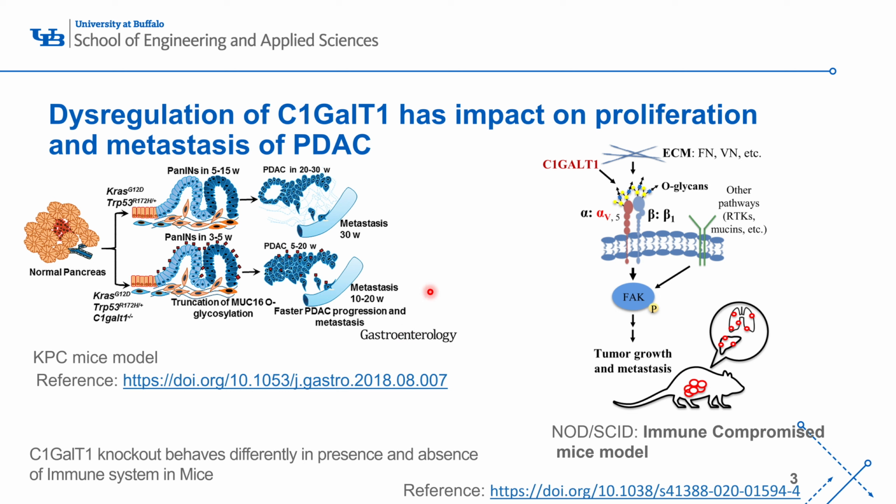So this is one of the motivations: if C1GALT1 can cause dysregulation and lead to more aggressive cancer behavior, then it is possible that other glycogenes might also contribute towards the proliferation and metastasis of pancreatic cancers.